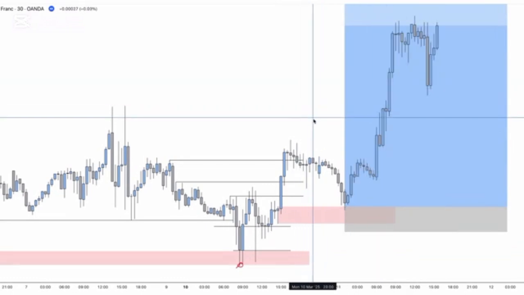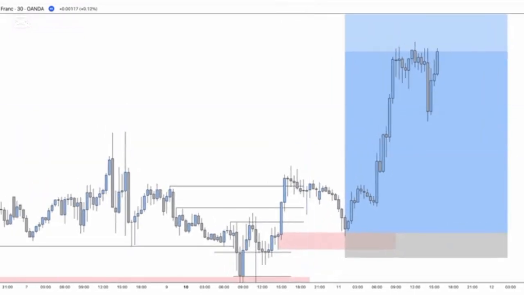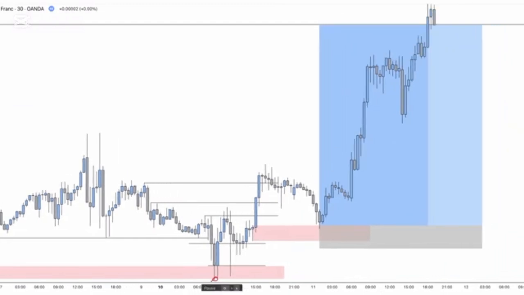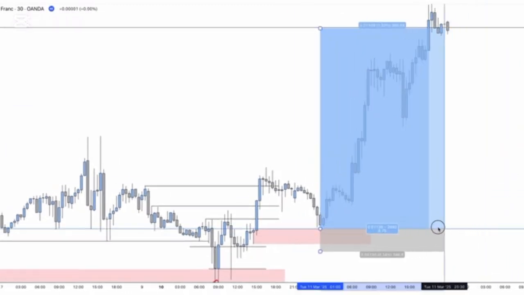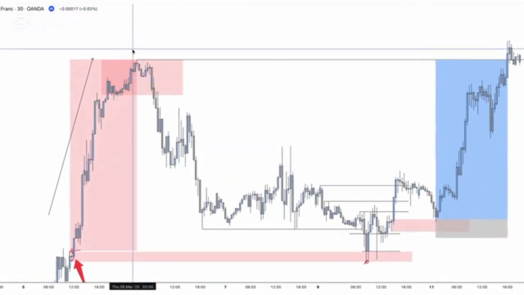If the buyers are in control, we want to buy. If the sellers are in control, we want to sell. If there is no clear control, we don't want to do either at that point in time, okay? So let's round up this trade then. You can see that it did run through to make new highs.